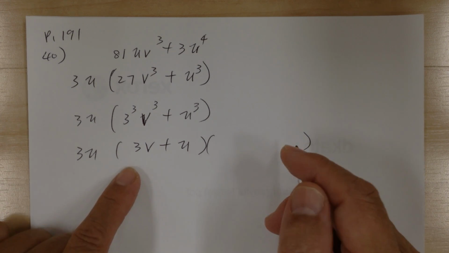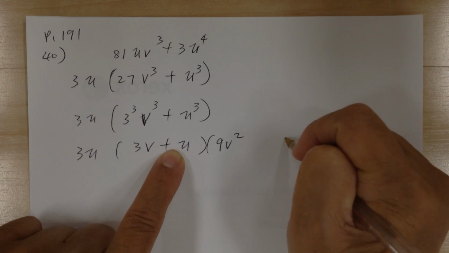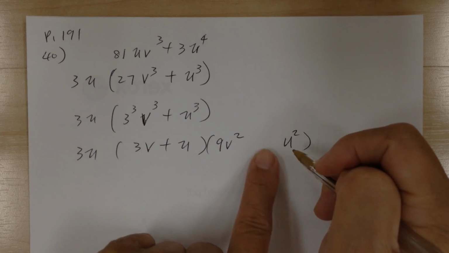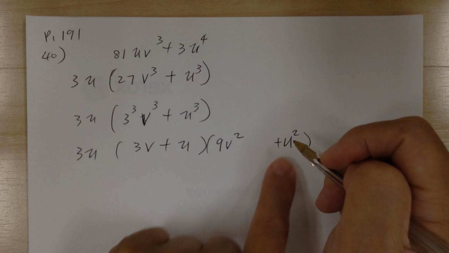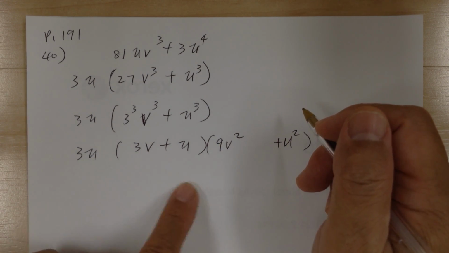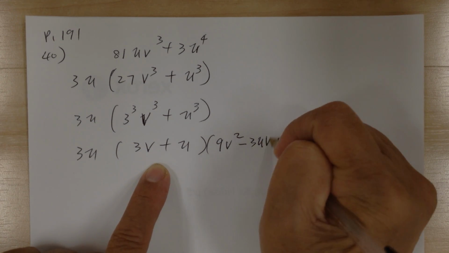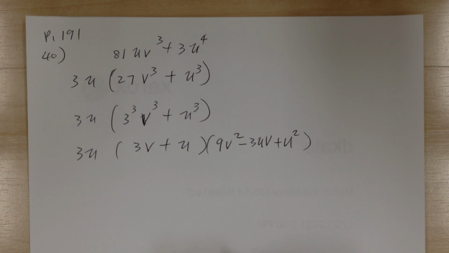Okay. So you're going to square that, that gives you 9v², square that, that gives you that, square that, that gives you u squared, right? In the middle, this is always plus. In the middle, you take the opposite of that to cancel the middle term when you do all the distribution. So it'd be minus 3uv. And so that's number 40.